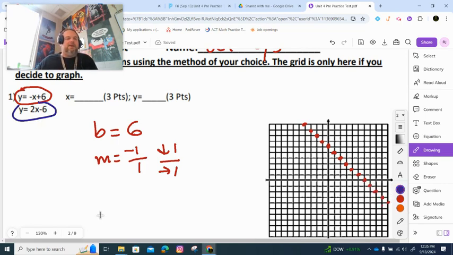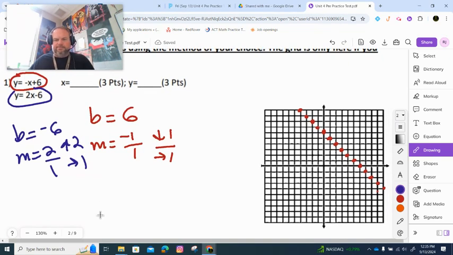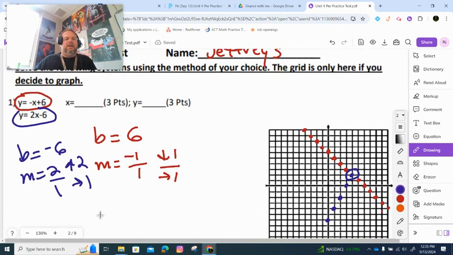On this bottom one, b equals negative 6, and then m equals 2 over 1. That means up 2 to the right 1. 1, 2, 3, 4, 5, 6. 1 up 2, 1 up 2, 1 up 2. Okay, so this is the point where they intersect. This would be (4, 2).